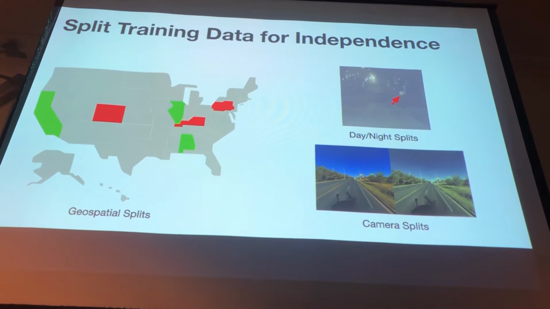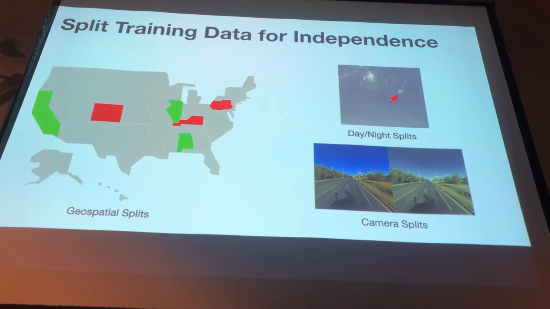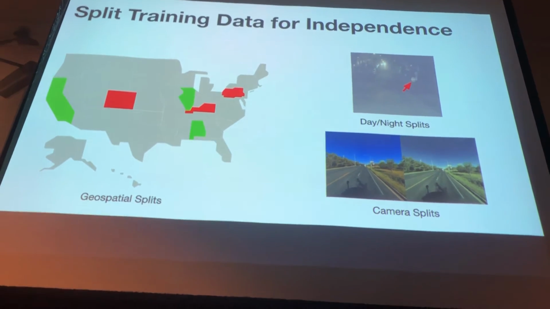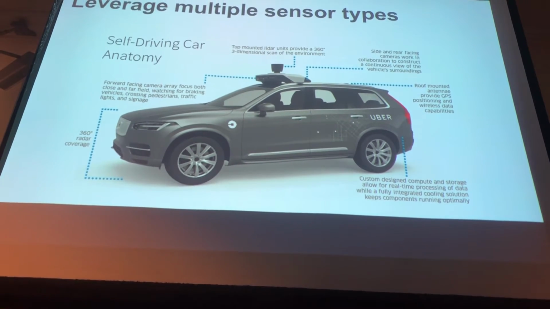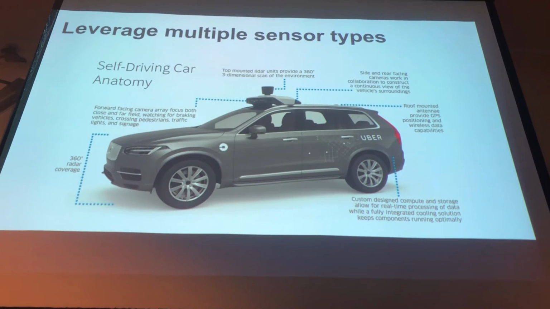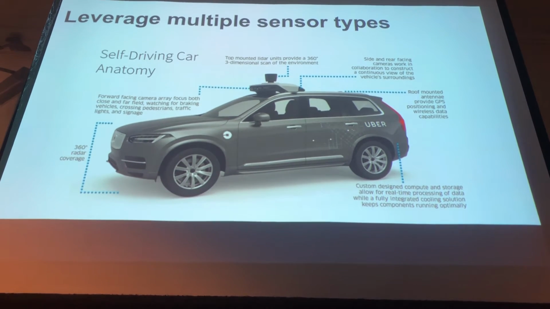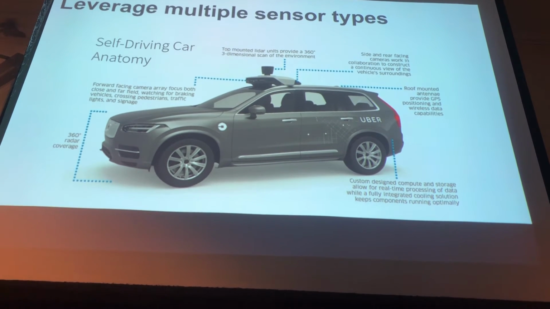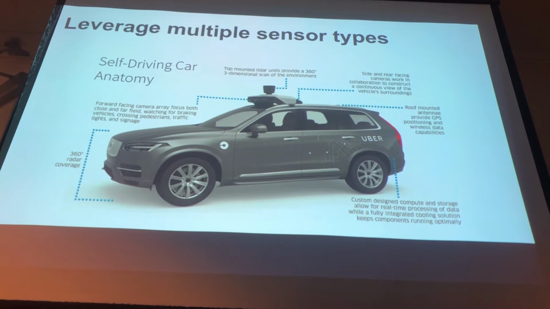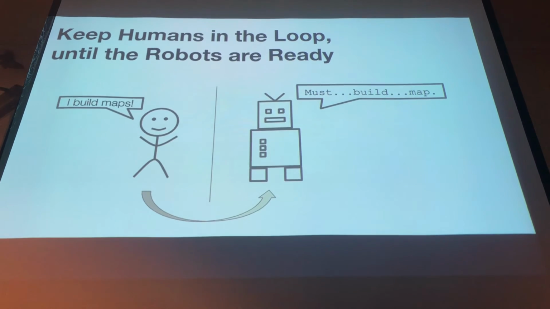Other things you can do, this is getting a little bit more basic. You can split training data for independence, so I'm sure we all do this already. Split data geospatially, do day-night splits, do camera splits. You can leverage multiple sensor types on the car as well. So my team's heavily focused on camera-based approaches, but you can also use LiDAR as a way to generate some sort of independence as well. You can use radar. This is our older self-driving car. Raquel revealed the newer one to y'all this morning. But by gaining independence from different sensors, they have different failure cases, again, that hopefully don't overlap.